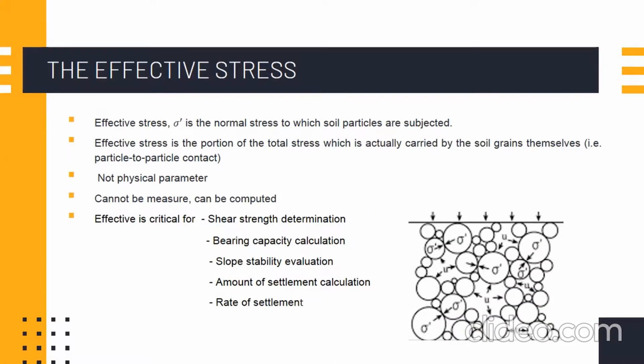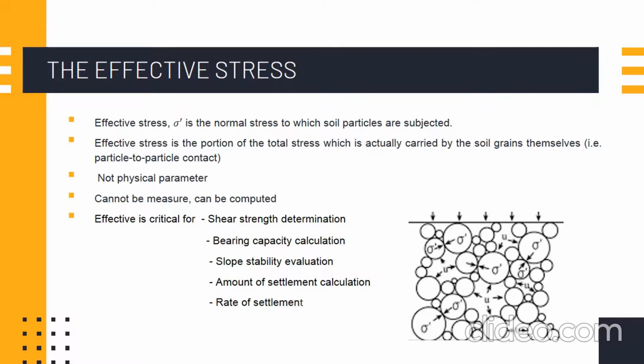Let's focus on the effective stress. There are a couple of ways to define effective stress, which is the normal stress to which the soil particles are subjected. We will use sigma prime to denote the effective stress. In other words, effective stress is the portion of the total stress which is actually carried by the soil grains themselves. For example, effective stress can be found in the particle to particle contact in the soil system.